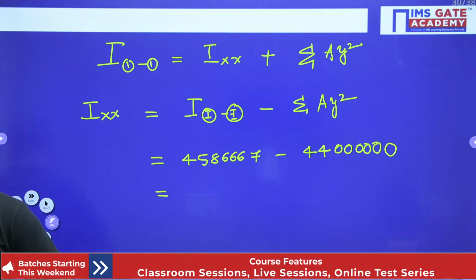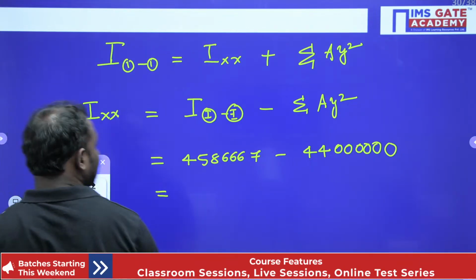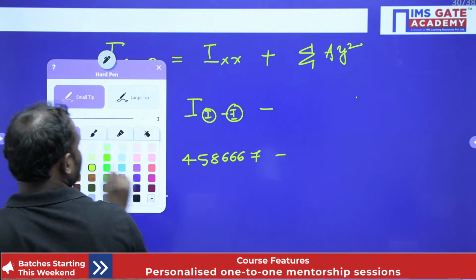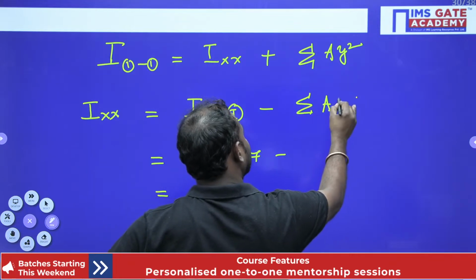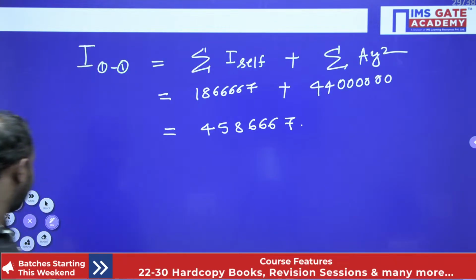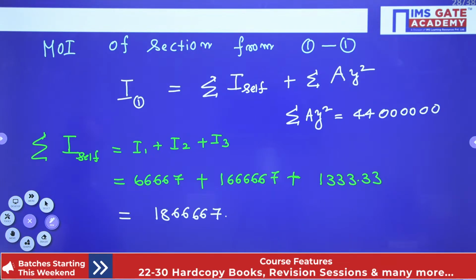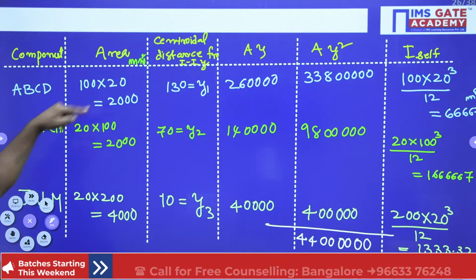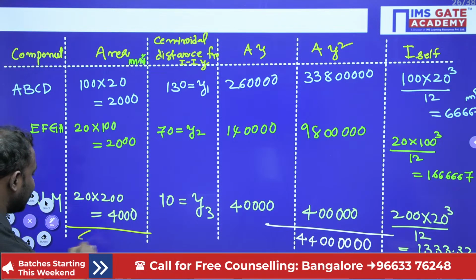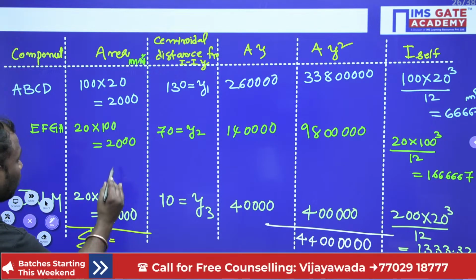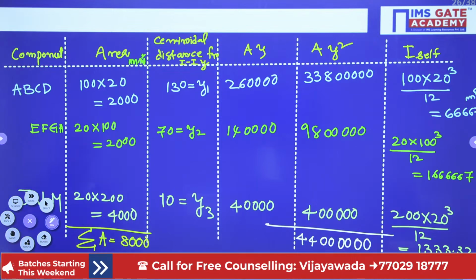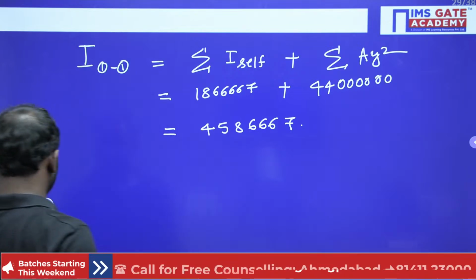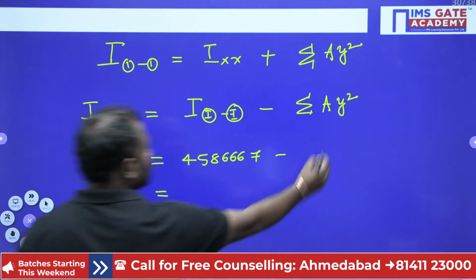I'm sorry guys, here sigma AY square means, okay, fine, no issue. Sigma AY square means, here this area, the total area into YC. Now what is the total area? Total area is 2000 plus 2000 plus 4000, so sigma A is equal to 8000, right? Now from here sigma AY square means here it is 8000 into YC square, right?